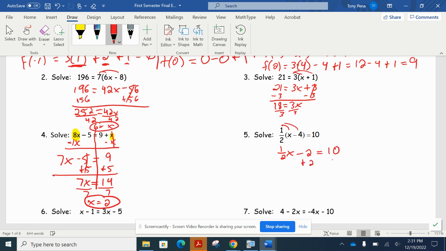Continue solving. I'm going to add 2 to both sides. These will cancel, and 1/2 x would equal 12. Then up to you. People that I've asked today, yesterday, how we would do these, a lot of you were telling me to divide by 1/2, and that's okay.